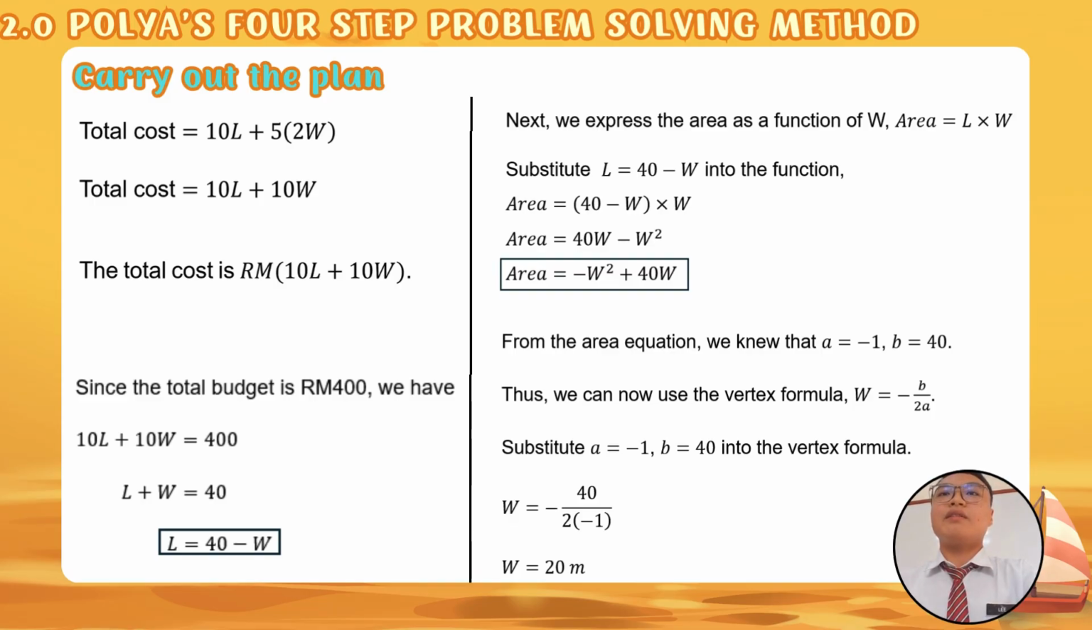Next, we express the area as a function of W. Area equal to L times W. We can substitute L equal to 40 minus W into the function, so we get area equal to minus W squared plus 40W. From the area equation, we know that A equal to minus 1, B equal to 40. Thus, we can now use the vertex formula W equal to minus B over 2A. Substituting A equal to minus 1 and B equal to 40 into the vertex formula, we get W equal to 20 meters.